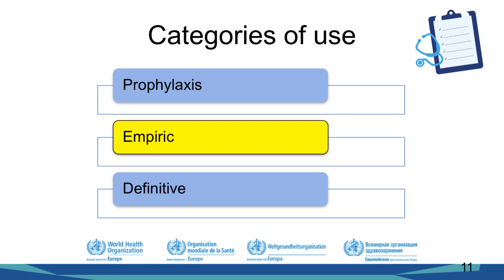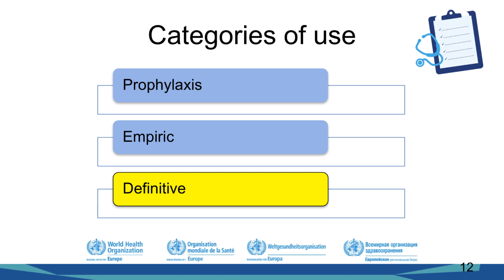Antimicrobials are used empirically when infection is suspected before microbiologic data to support this diagnosis are available. Much of antimicrobial use in both the inpatient and outpatient setting falls into the empiric category. Antimicrobial therapy is considered definitive, also called targeted, when it is specifically directed at the pathogen or pathogens as revealed by microbiological studies, including the results of susceptibility testing.